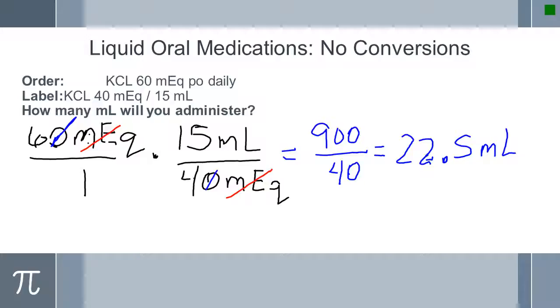Now, I didn't cancel zeros on that one. I could have canceled these two zeros and then just did the 6 times 15 divided by 4. I just would have ended up with 90 divided by 4. It still would have come up with the same thing.